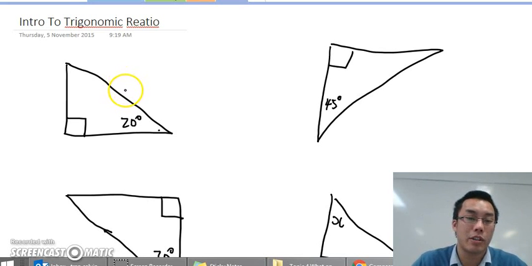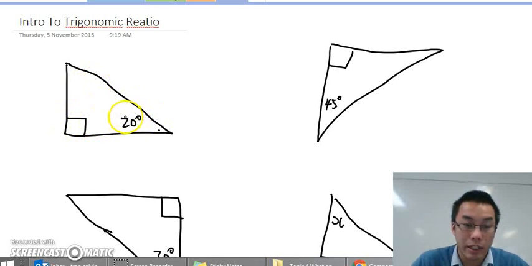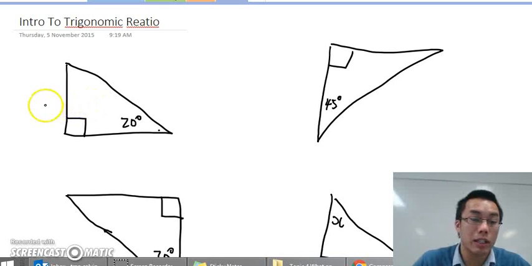Today we're going to learn about trigonometric ratios. So we have this right angle triangle here, and one of the angles is 20 degrees. What we're going to do today, we're going to label the three sides.